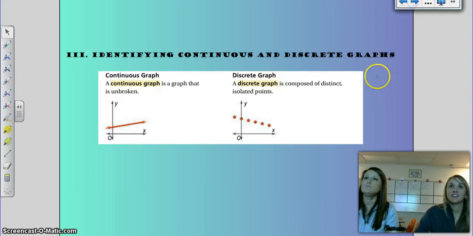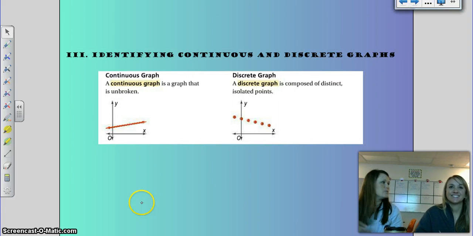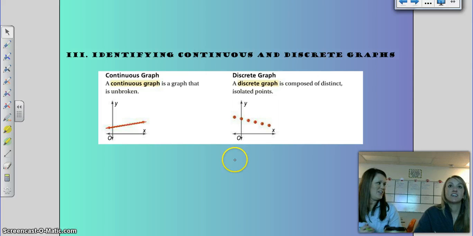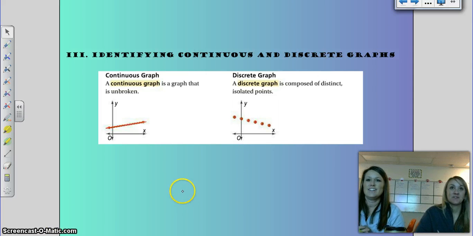Okay, very good. Here's what we're talking about: connecting the dots or not. I love it. Do you think we have no time? Nope.